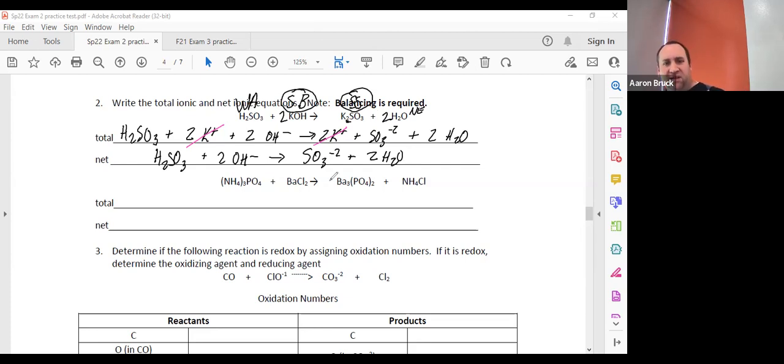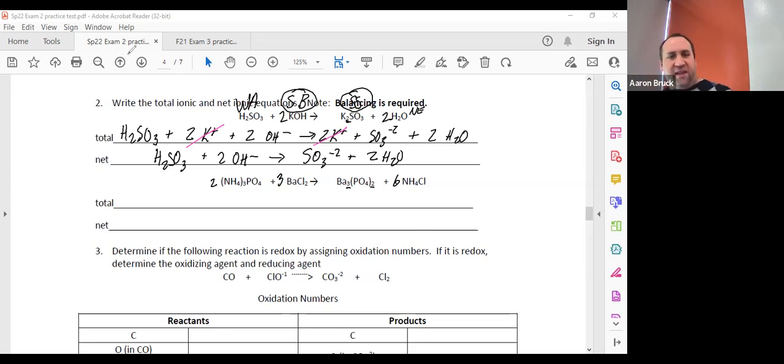Now, for balancing purposes, I'm going to use one of my favorite tricks. Here I've got a multi-subscripted chemical compound. I'm going to use those subscripts to turn them into coefficients on the other side. That should make the balancing easier. So 3 bariums in barium phosphate means 3 barium chlorides. 2 phosphates in barium phosphate means 2 ammonium phosphates. If I put that together, I have 6 ammonium and 6 chloride, so 6 ammonium chloride. So there's the balancing part.